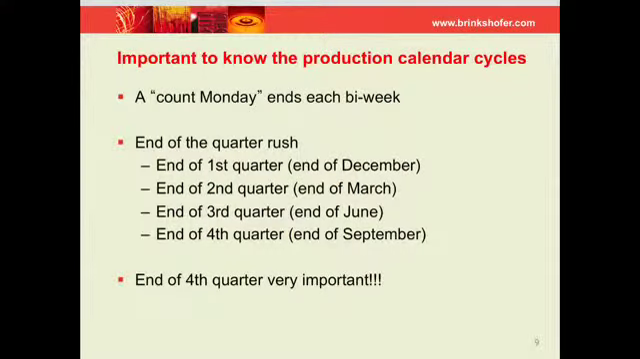And apart from the bi-week delineation, you also have end of quarter analysis. So at each quarter, 4 quarters within the year, the examiner is also evaluated for the production within that quarter. The end of the first quarter is typically the end of December. The end of the second quarter is typically the end of March. The end of the third quarter is the end of June. And the end of the fourth quarter is the end of September.